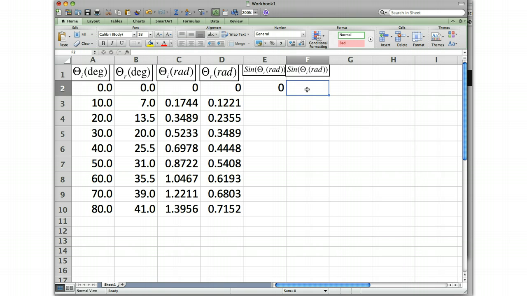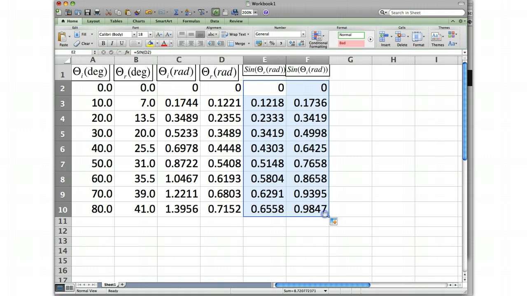I'm not going to copy that over because then it would be confused as to which angle I want. So I'm going to put another equation where I say the sine, and then now since it's the incident that I want, I'm going to click on that cell. Now that I have the proper equations, I can go ahead and copy those down. And there I have it.